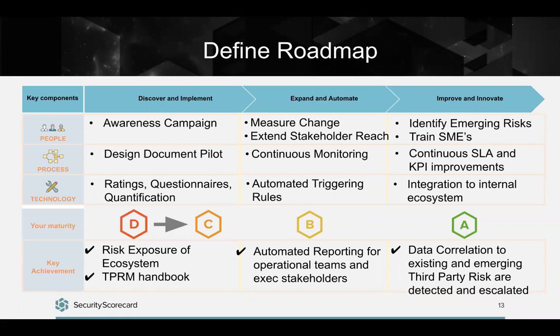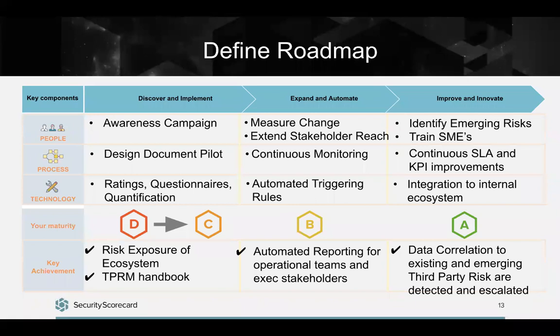From here, we may build in something like continuous monitoring, where we're continuously watching how these vendors are evolving from a cyber risk perspective, and then build in automated triggering rules, meaning when something happens, how do we know what to do and how do we know how to engage with them? And from here, we may want to get to the point where we have automated reporting to our operational teams and executive stakeholders.